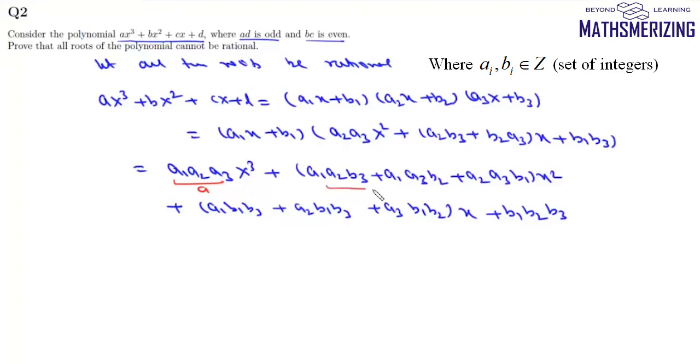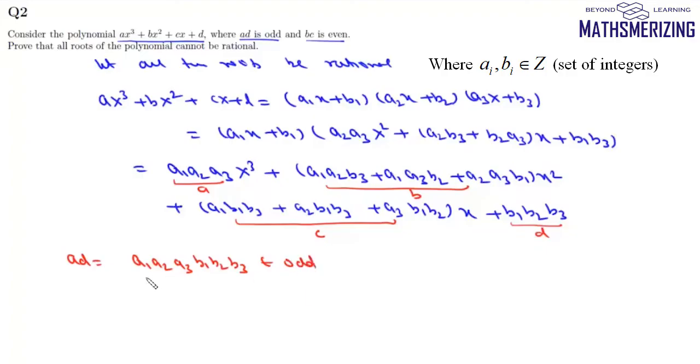This is a, that's b, this is c and this is d. Now it says that a times d is odd. So if we look at a times d, it'll be simply a1, a2, a3 and b1, b2, b3, and this number is an odd number. Now the product of all these 6 numbers will be odd if and only if all the ai's and bi's are odd numbers. So a1, a2, a3, b1, b2, b3 are all odd numbers.